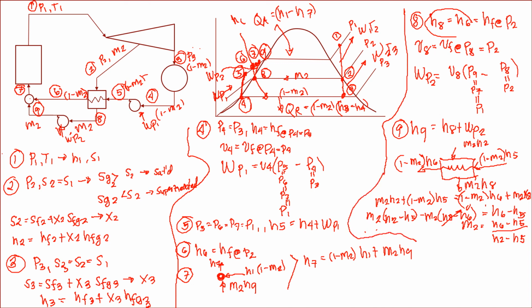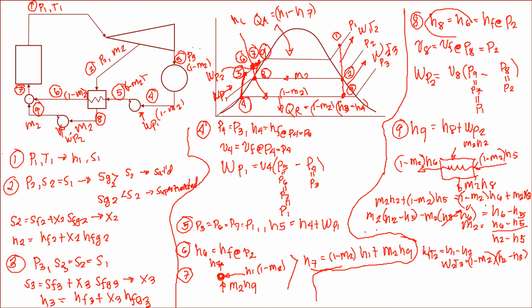Those, we may find your H7. Now, after finding H7, we will want to find the work of the turbine. So the work of the turbine here, where do I place that? Work of turbine 1-2 is equal to H1 minus H2. But the work of the turbine 2-3 is equal to 1 minus M2 times H2 minus H3.